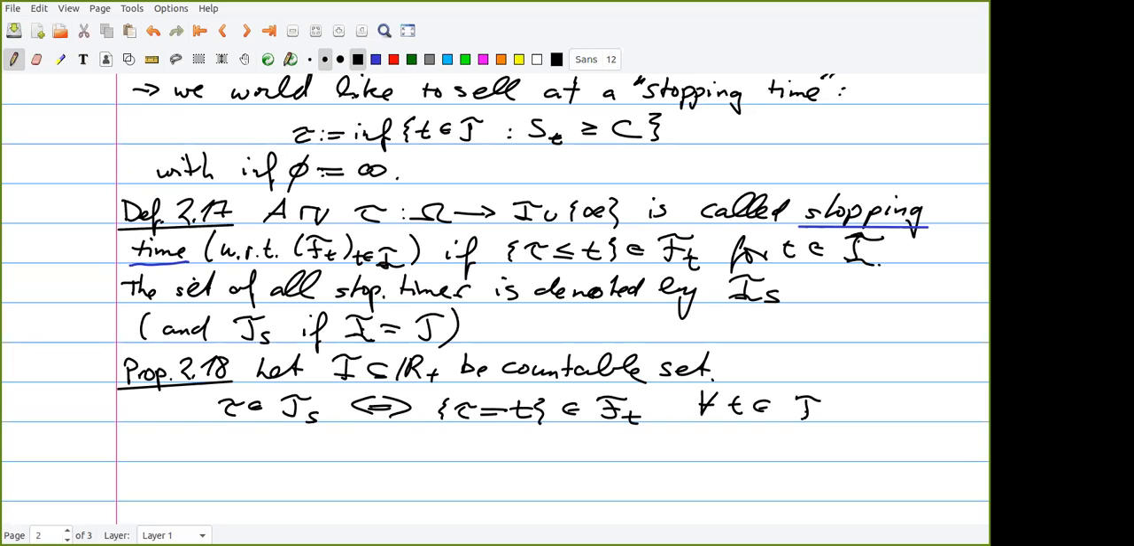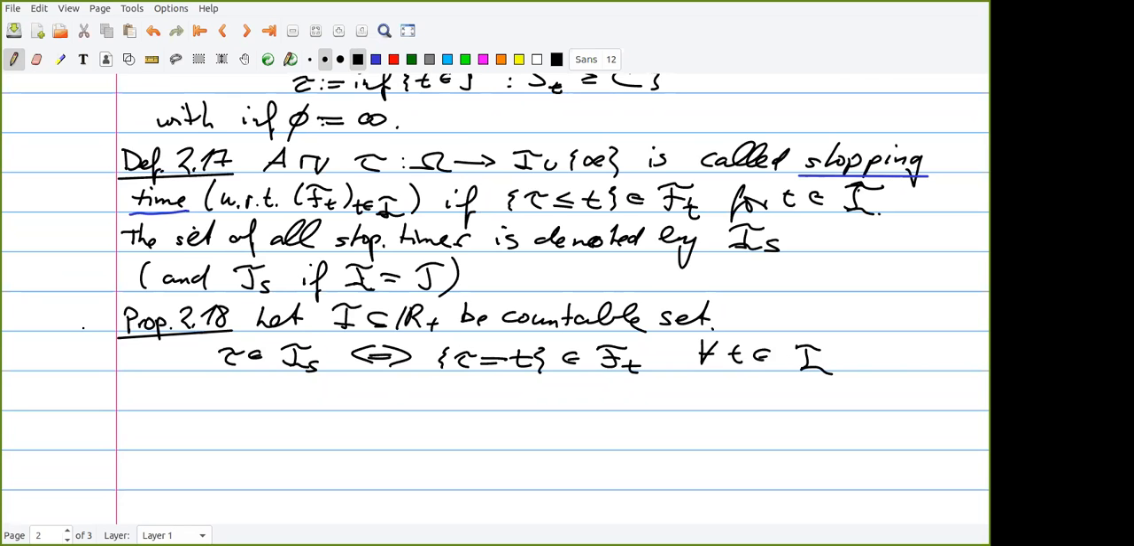What does it mean? At time t, we can always decide, based on the information given at time t, whether we want to stop or not. So stopping times are not allowed to look into the future. They can only act on the information given at time t.